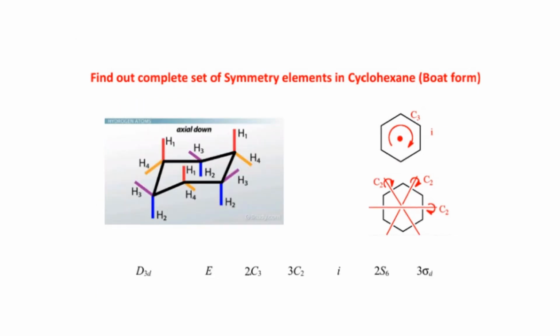Here we can see all the symmetry elements of this molecule: D3d, E, 2C3, 3C2, i, 2S6, 3 sigma d's. It means there are 3 sigma d's present.